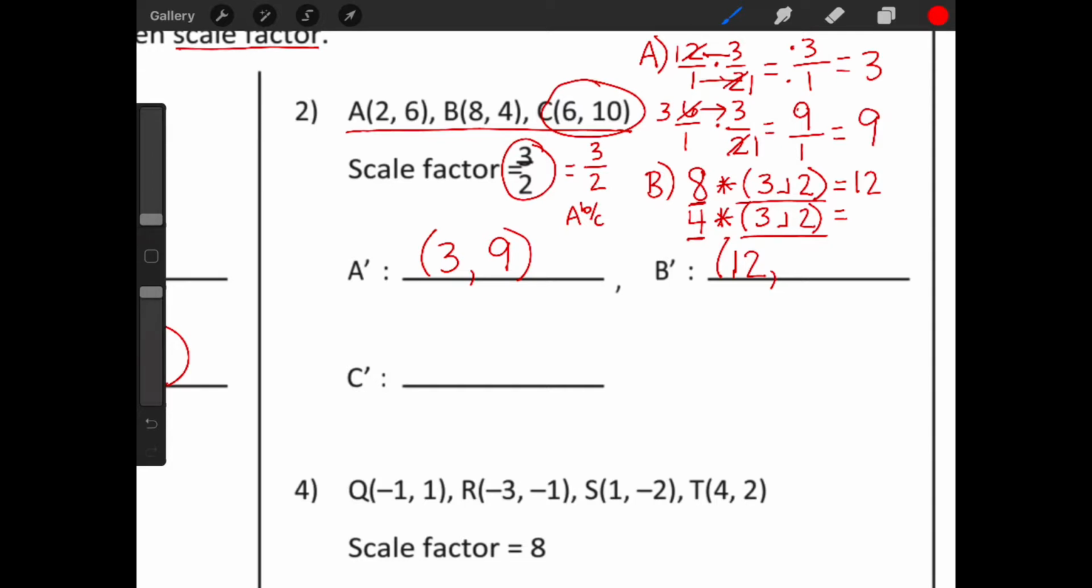The key focus that we're working on is that you know that you're multiplying by the scale factor no matter whether it's a fraction, decimal, or anything else. So let's do 4 times 3 is 12 divided by 2 is 6. And our last C prime, 6 times 3 is 18 divided by 2 is 9. 10 times 3 is 30 divided by 2 is 15.